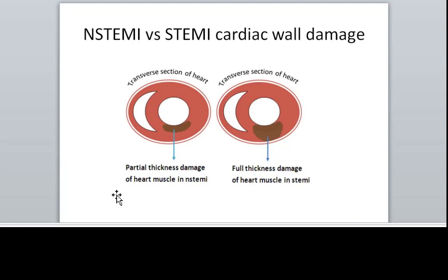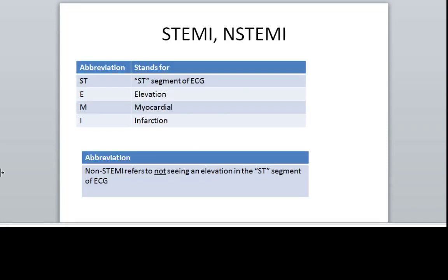That's in STEMI. And STEMI is when you see the full thickness, the entire part of that cardiac wall has been affected. So STEMI stands for, the ST is referring to the segment of an electrocardiogram, which I will show you in the next slide. E is elevation, M is myocardial, I is infarction.